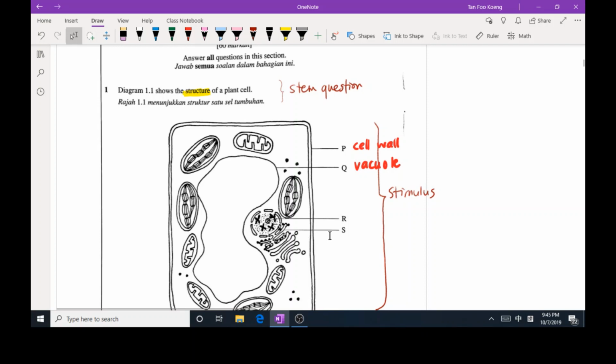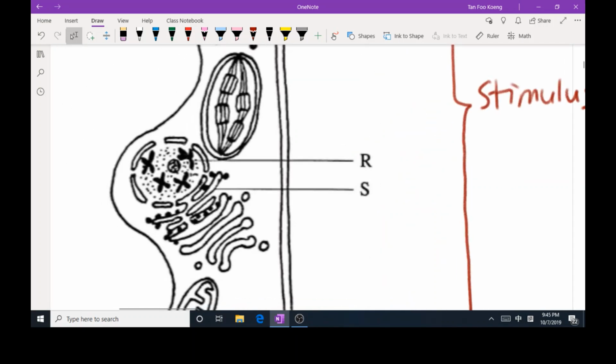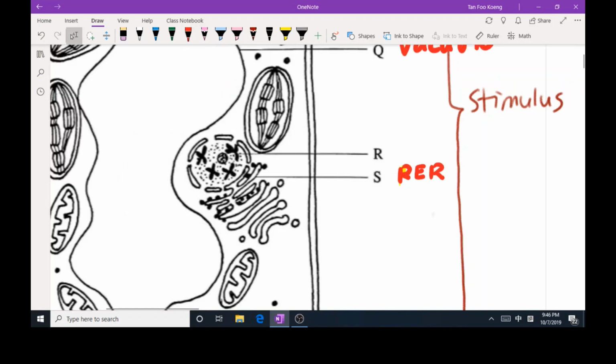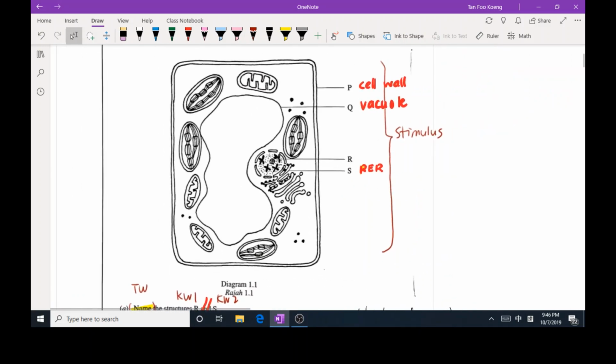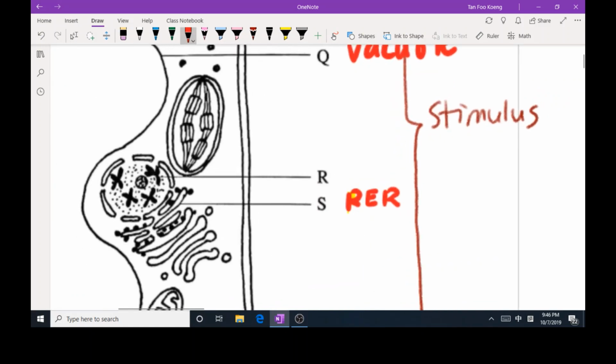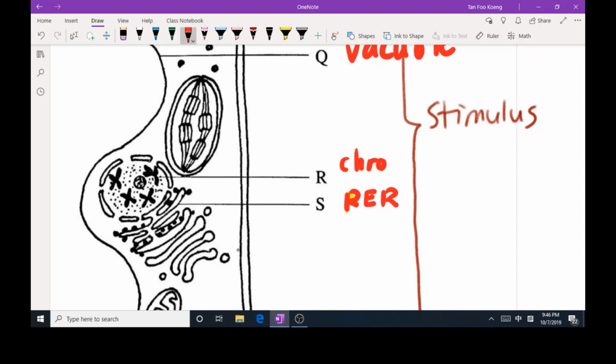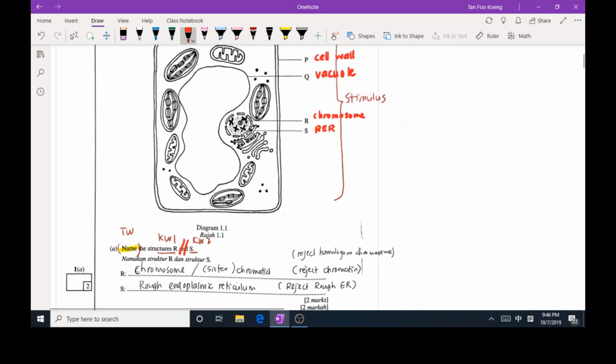Then what about S? S is basically another organelle here. This is the rough endoplasmic reticulum. So in examination, make sure that you know how to spell rough endoplasmic reticulum, because we are not going to accept RER as the answer. And R here is the chromosome. Okay, so first of all, we are going to name structures R and S.